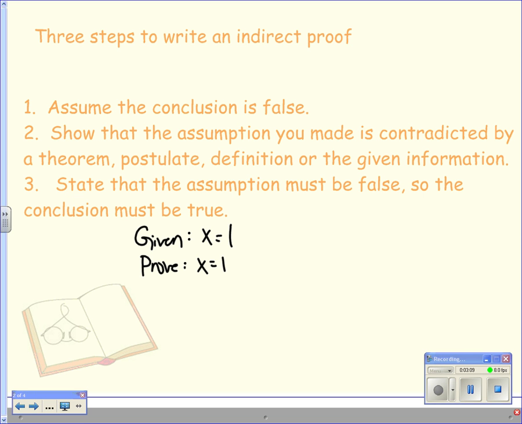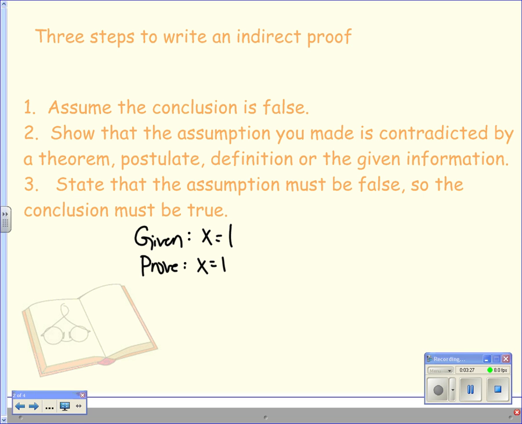Okay, this one is really basic. There's really not much we're going to do with this one. But as an example, they give you x equals 1, and you're supposed to prove x equals 1. Well, there's not really a proof there, but it's just an example, okay?